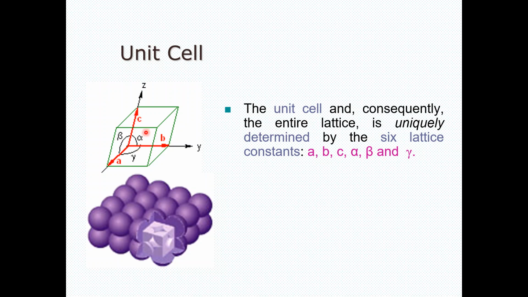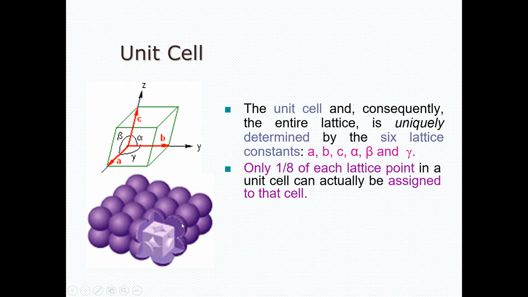So this is a particular unit cell. The unit cell, and consequently the entire lattice, is uniquely determined by the six lattice constants. A, B, C are the lattice vectors or the lattice constants, and alpha, beta, and gamma are the angles between the lattice vectors.